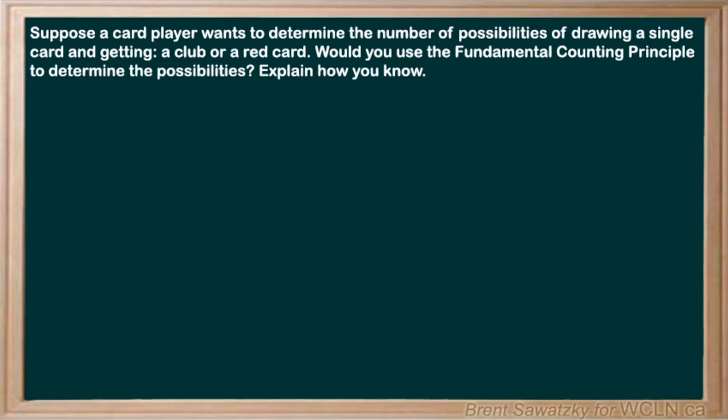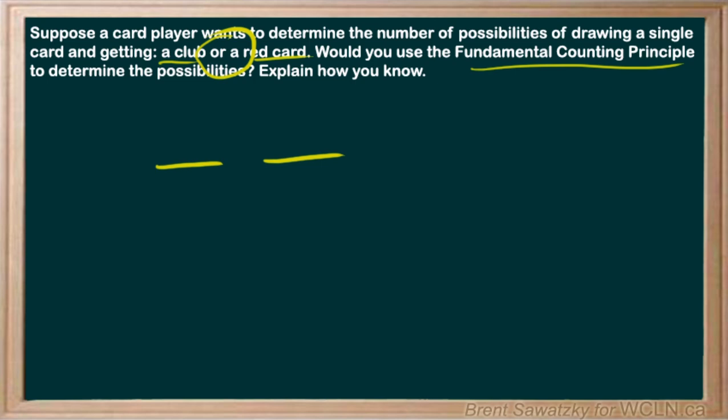Question, we're dealing with a deck of cards and we're pulling a card and seeing if it's a club or a red card. At this point we should circle that "or," because that "or" in itself tells us that the fundamental counting principle won't apply here. That is, we have two tasks, that is coming up with a club and coming up with a red card.